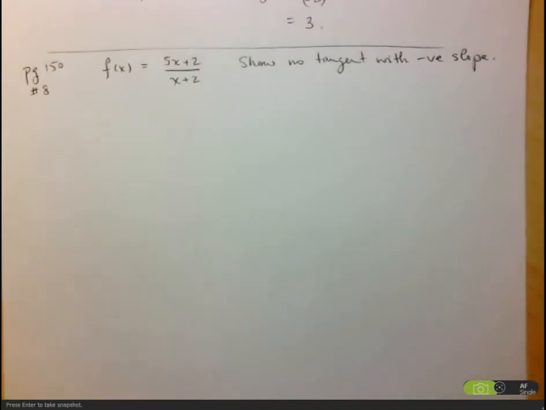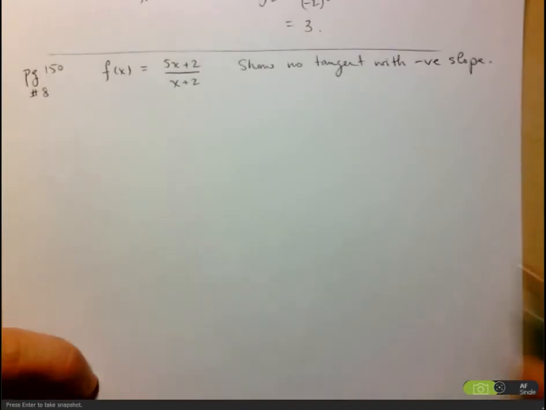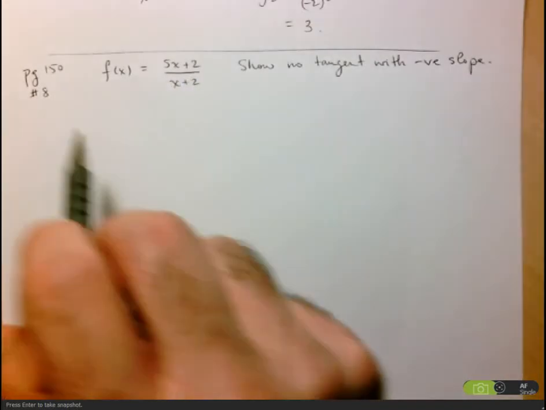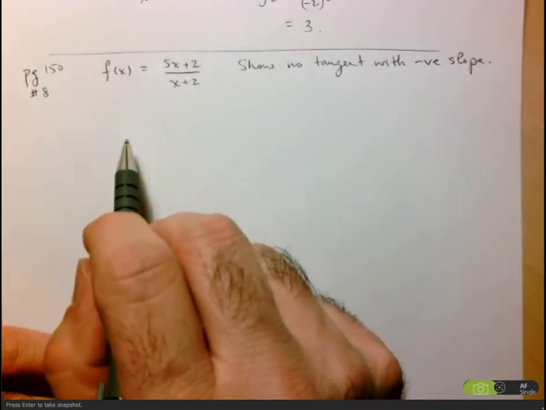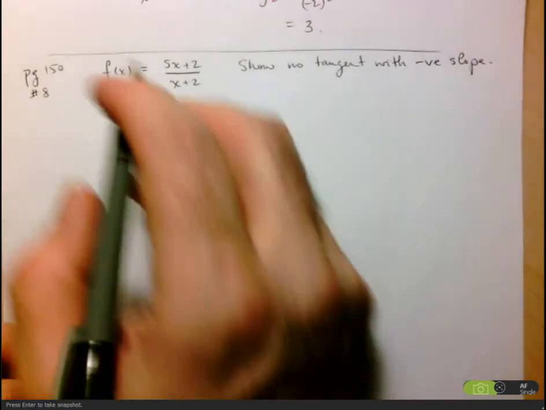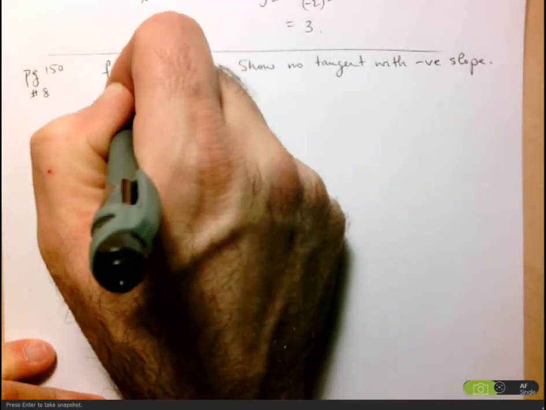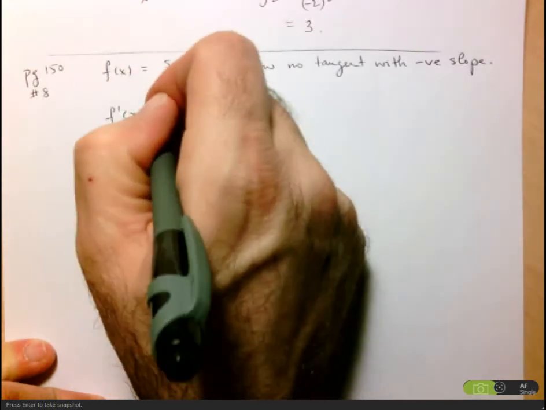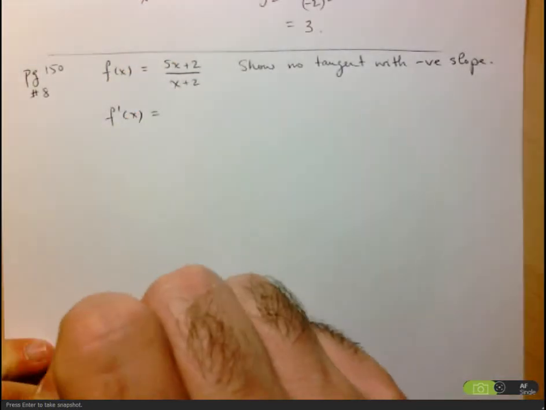Okay, next question is page 50, number 8, and they want us to show that this function here has no tangent with a negative slope. So if we want to find the slope of these tangents, the first thing we have to do is find the derivative, and hopefully once we do that, we can see whether we can make this determination or not.